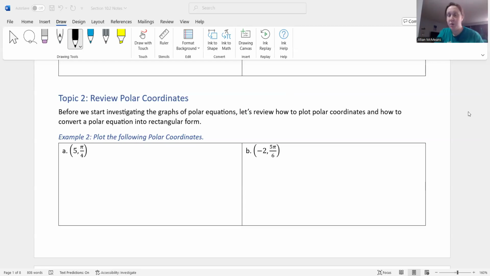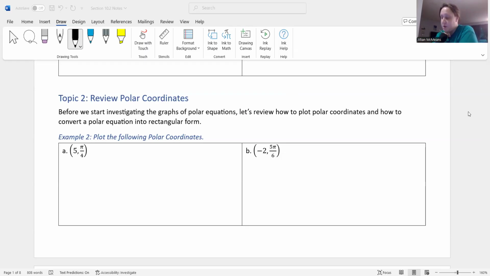Okay, for topic 2, we're going to review polar coordinates and polar equations, okay? So before we start investigating the graphs of polar equations, let's review how to plot polar coordinates and how to convert a polar equation into rectangular form. I also want to remind you how to convert a set of polar coordinates to rectangular, okay?